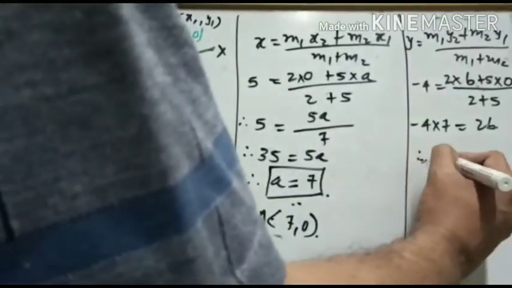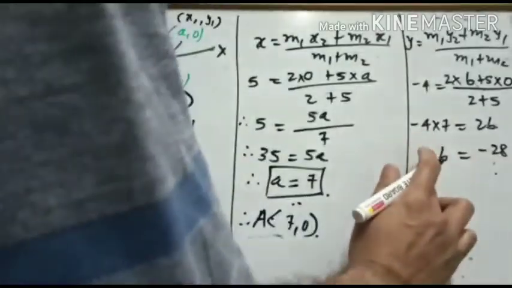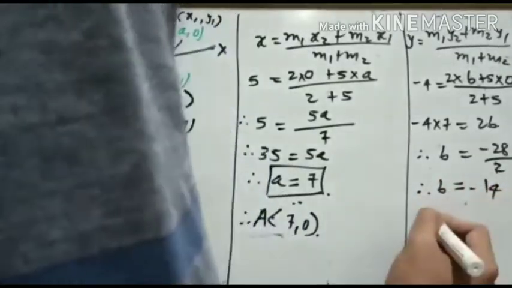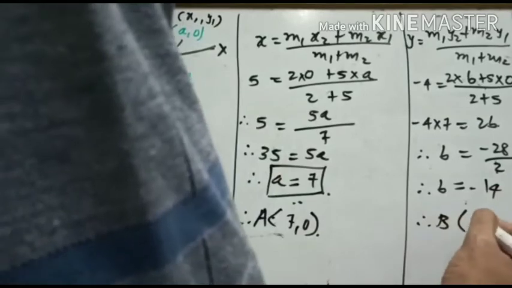So negative 4 into 7 is equal to 2b. So b is equal to negative 28 over 2. So b will be equal to negative 14. Hence the coordinates of B will be 0 comma negative 14.